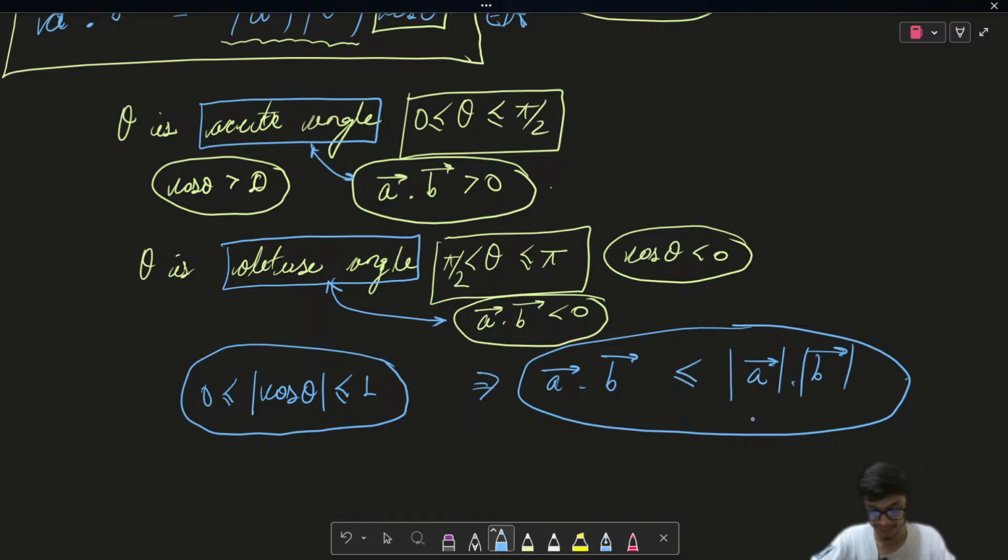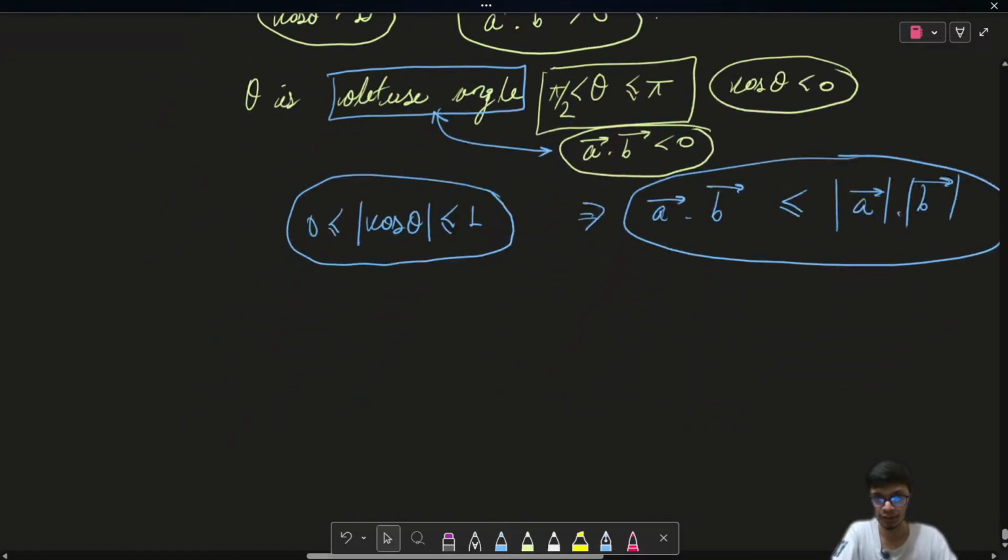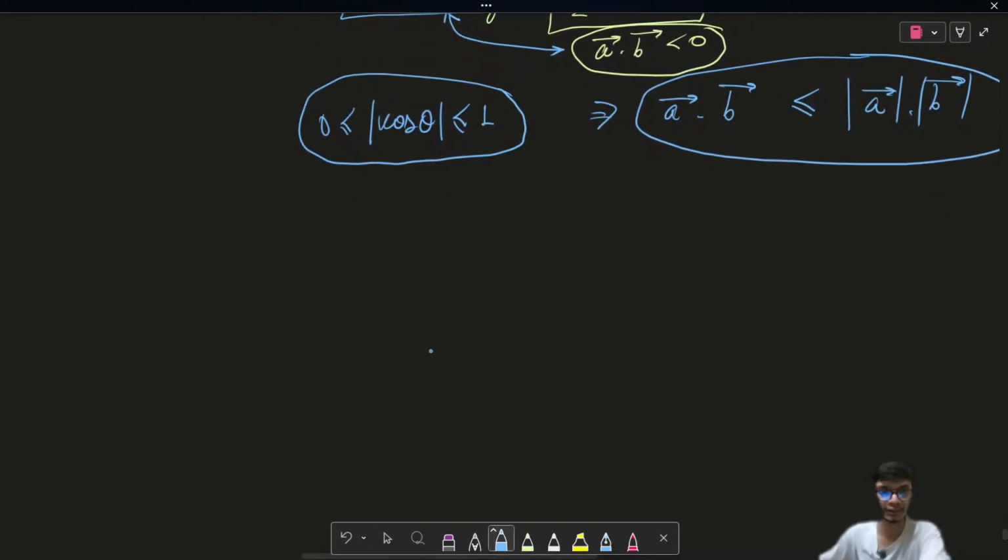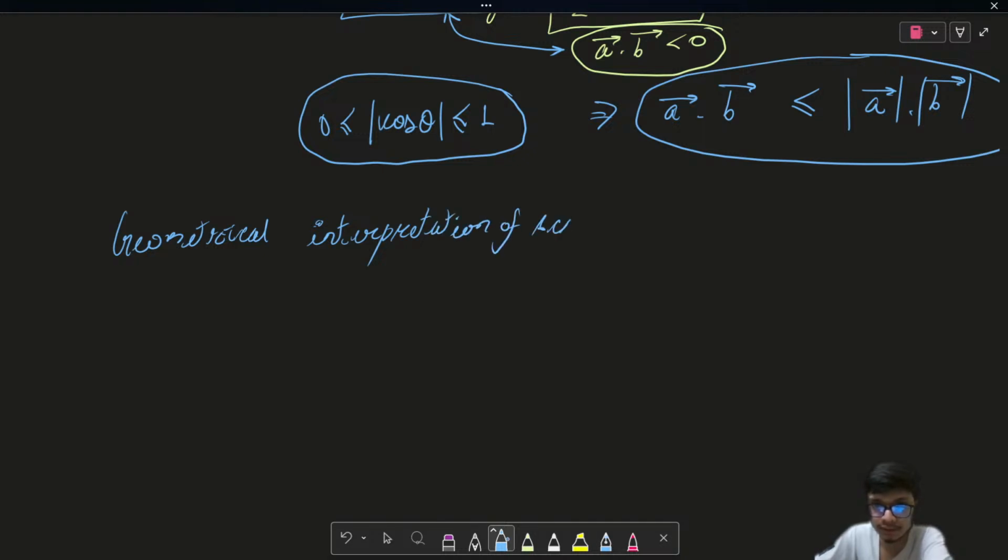So let's now move on to understand the importance of this scalar product, or the application side, right? So let us try to explore the geometrical interpretation of scalar product.